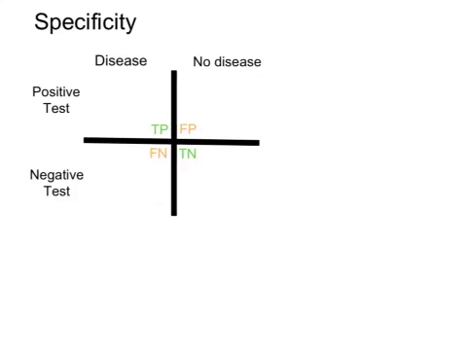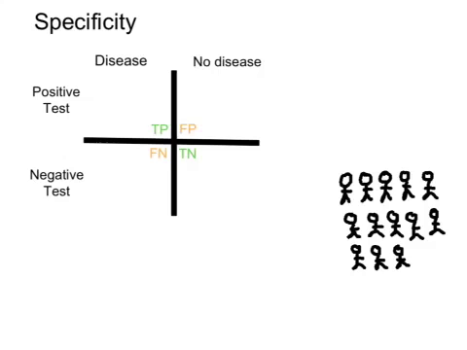So a test needs to be sensitive, that is, it needs to be able to identify the people who do have the disease, but it also needs to be specific and only give a positive result to the people that have the disease and give a negative result to the people who do not have the disease. So it has to correctly identify the people without the disease. So specificity is focusing on those people without the disease and how accurate the test is for those people.